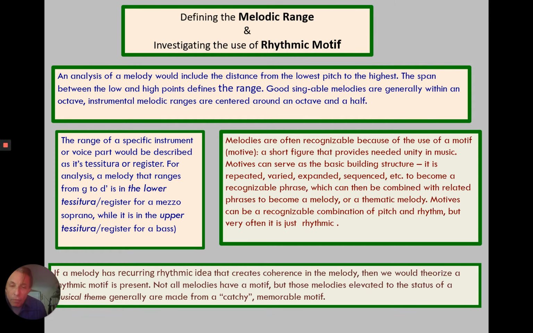So if the composer chose to have a melody surrounded around that, how would it sound if the second sopranos were singing that middle C? And then how would it be if it were a bass section? So for the bass, middle C is the upper tessitura, or the register is another word for when you're talking about uniquely a specific instrument or voice part. So it's the lower tessitura for a mezzo-soprano, but middle C would be an upper tessitura for a bass.